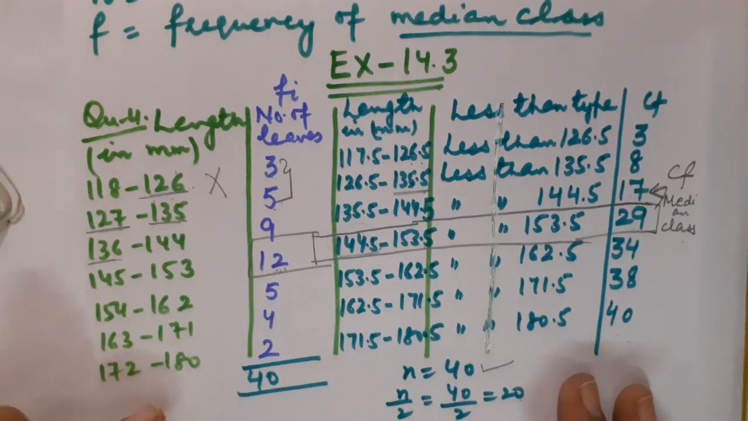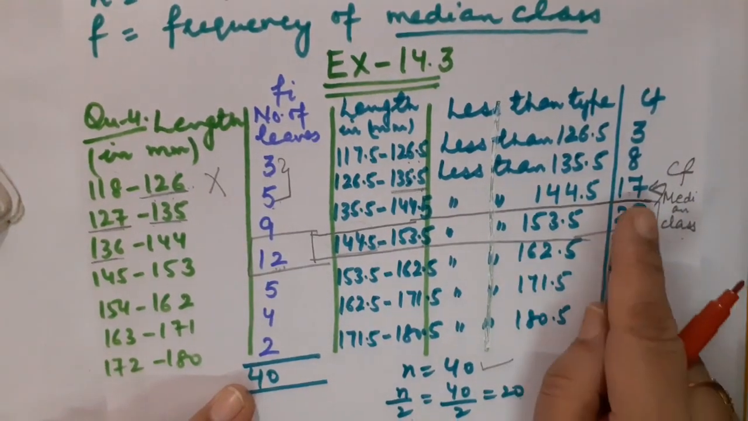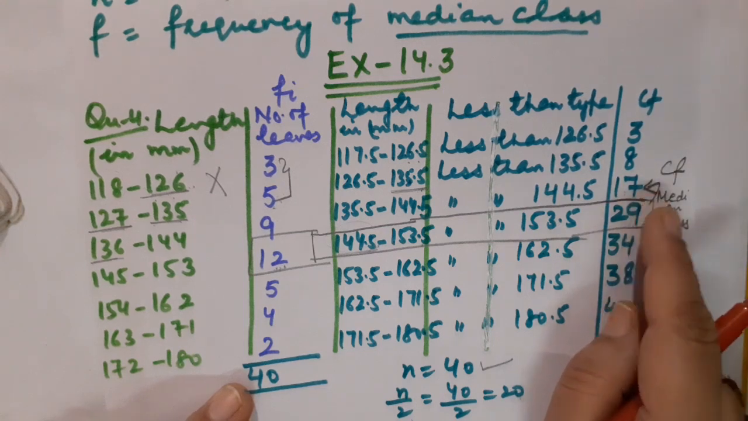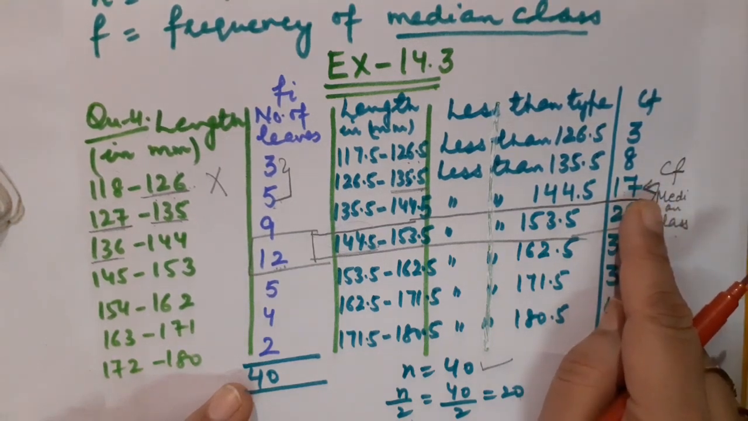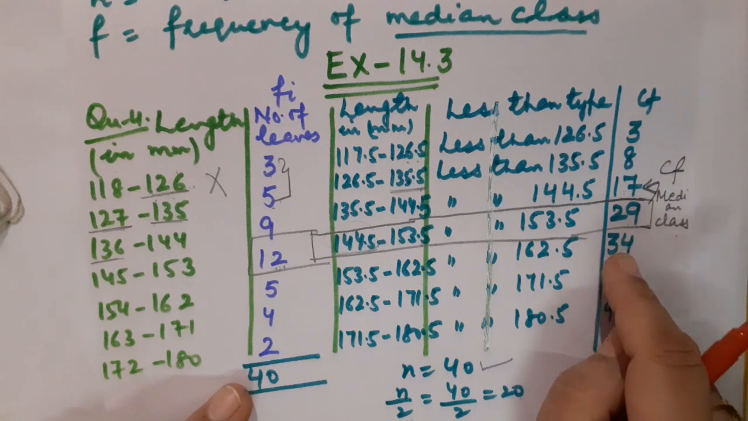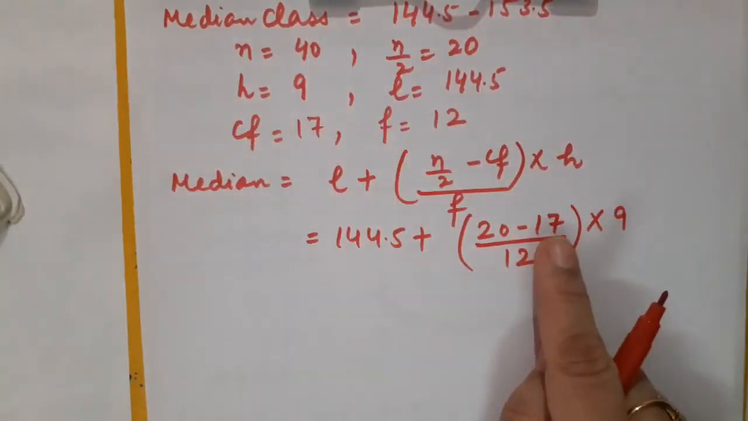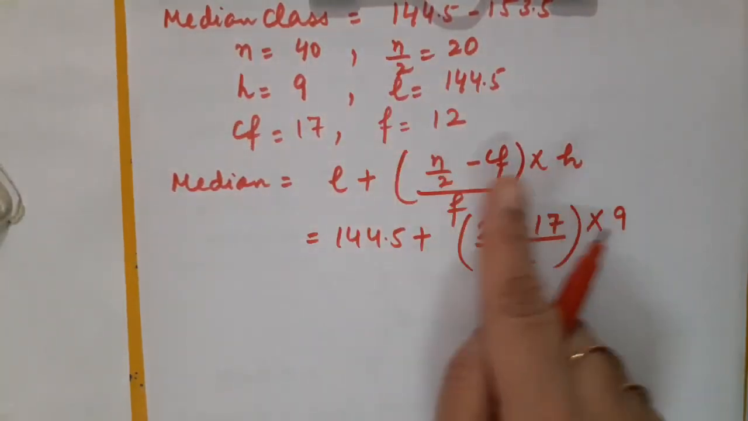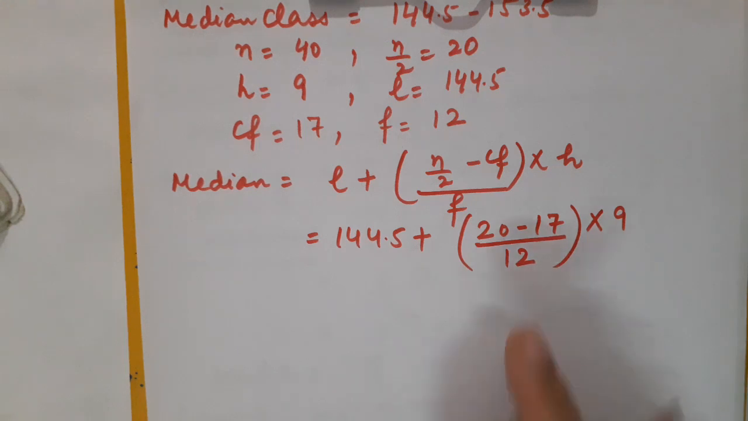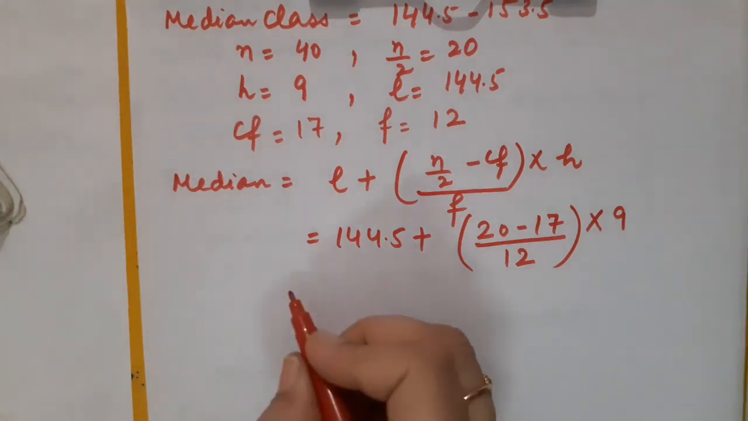Children, you may have one question in your mind: for the cumulative frequency, why have we taken that of the class preceding the median class? There is a reason behind it. If I take the cumulative frequency of the same median class, it would be greater than n by 2 and it would produce a negative result. Got it? So that's why we are supposed to take the cumulative frequency of the class preceding the median class. So now let us solve it.